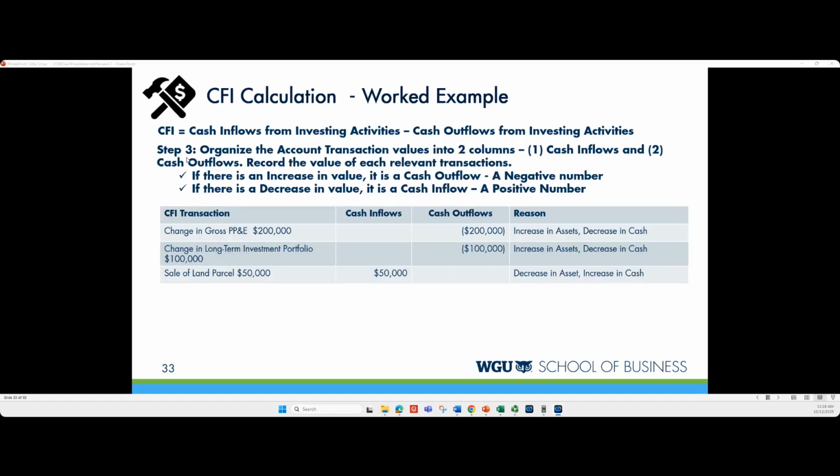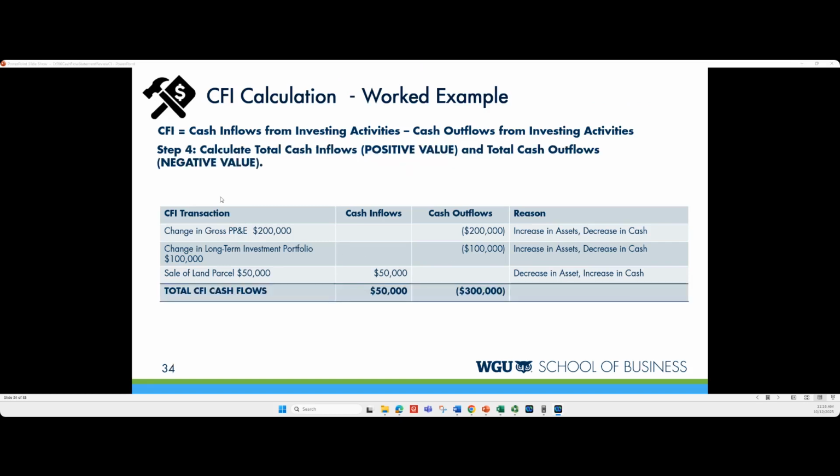So let's take a look and organize these account transactions into the two columns, our cash inflows and our cash outflows. The only cash inflow we're seeing here is the sale of that land parcel. Our cash outflows, however, are going to be our purchase of more PP&E and our change in our long-term investment portfolio.